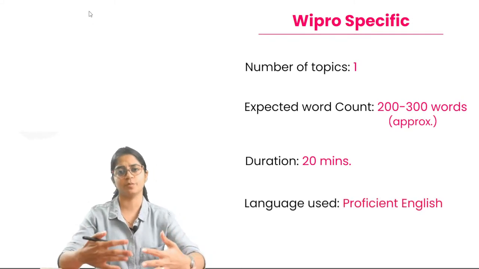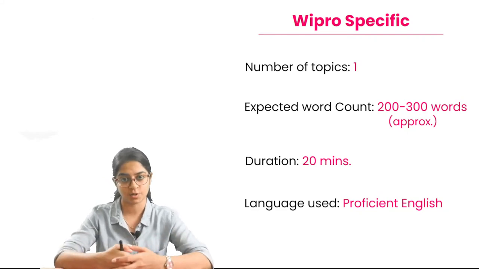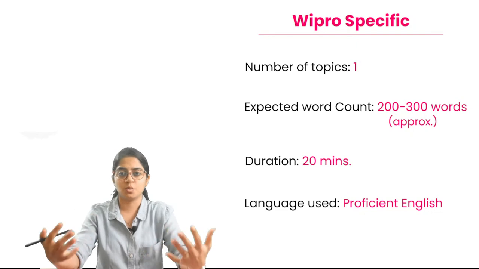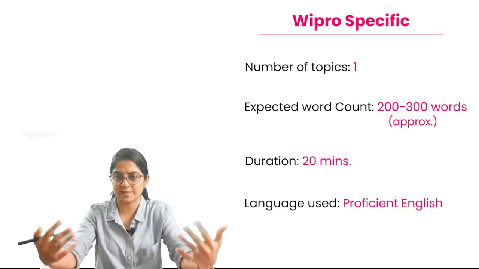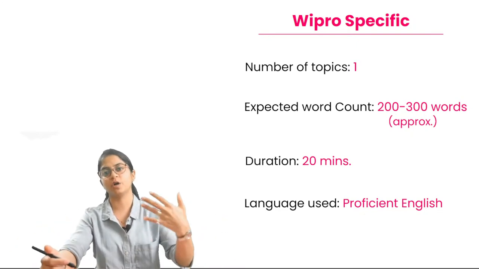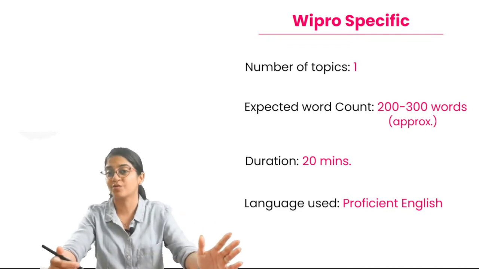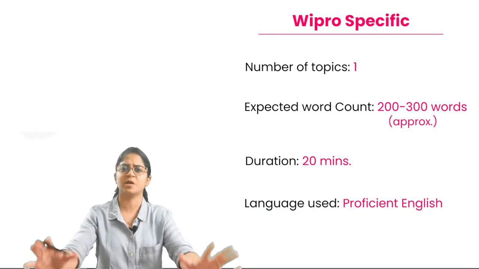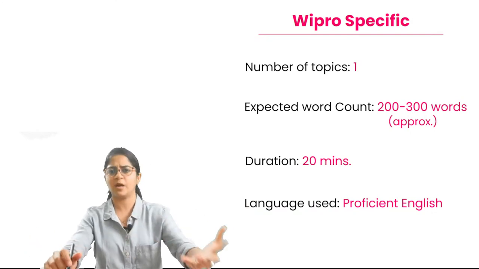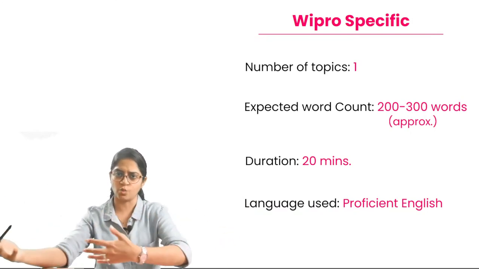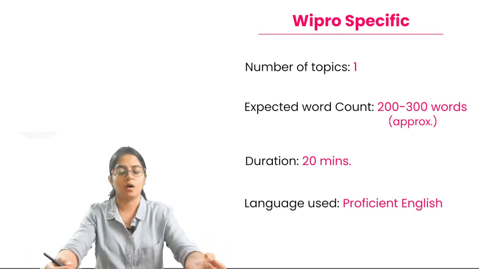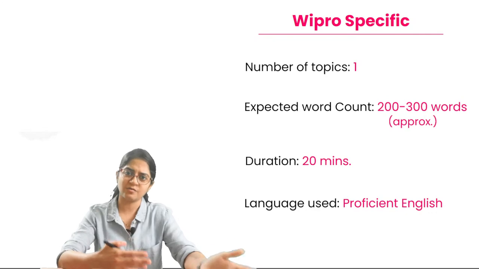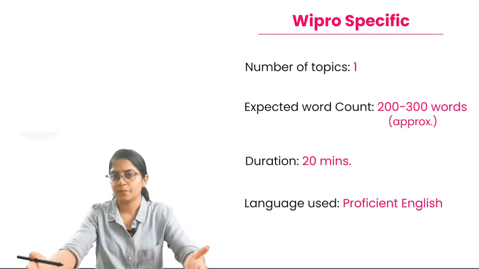Language used should be very much proficient English. You should be really well versed, as these people expect that you should be really good at speaking. I'm not talking about fluency; fluency is a very different thing. You should be comfortable speaking English using very appropriate words on whatever topic they or you talk about. Similarly, in writing we need to be more professional, right?